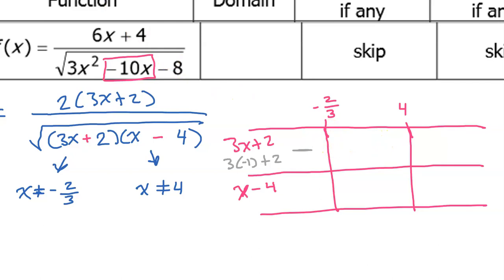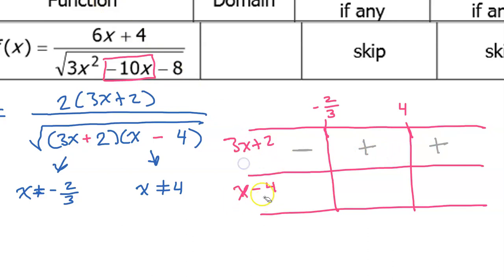Anything greater than -2/3, for example, 0. Okay, right in this interval we'd have 0. So 3 times 0 would be 0, and then plus 2 would be 2. So that's going to give me a positive. And that will certainly still be true for things that are bigger than 4. Right? 3 times 4 is 12, plus 2 is 14. So anything bigger than -2/3 is going to give us a positive number.